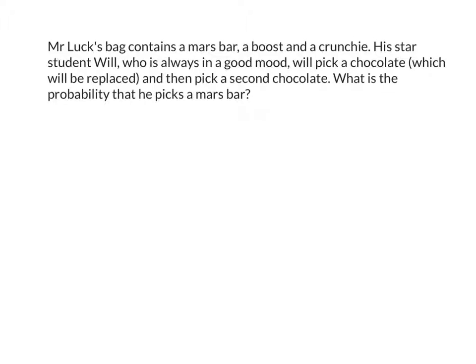So we set up the tree diagram like this. I'm just going to put first and second. So that means first stage and second stage. First stage means the first pick of the chocolate. Then you list all the possible outcomes below that. So I've got the possibilities Mars bar, Boost, or Crunchy.